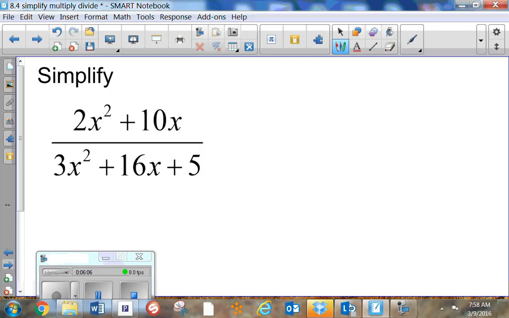Okay, on the top, what is my GCF? What do you always do first? GCF, pull out a greatest common factor. I'm just looking at the numerator. So I can pull out a 2 and an x. And that will leave me with an x plus 5.